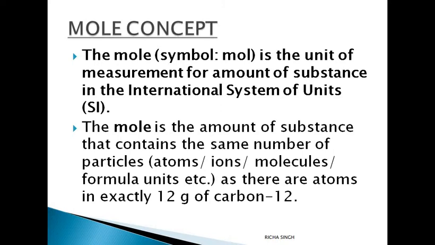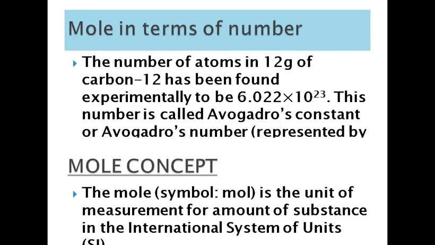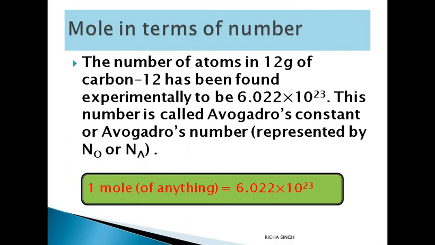It is saying that the mole is just a reference unit. 1 mole is equal to the number of particles present in 12 grams of carbon-12. It can be electrons, atoms, molecules, anything. And that number is equal to 6.022 into 10 raised to the power 23, and this number is called Avogadro's constant or Avogadro's number, and it is represented by N0 or NA.